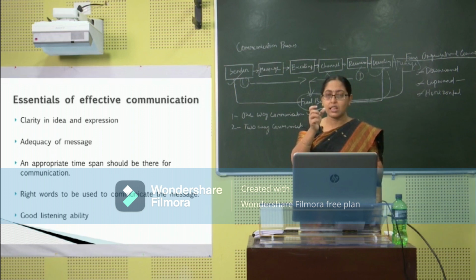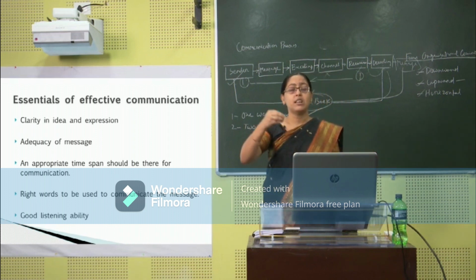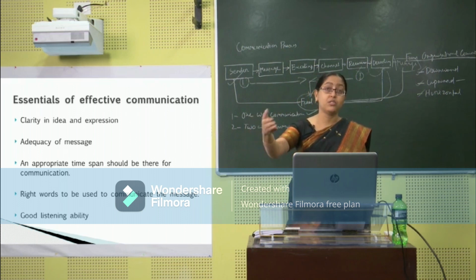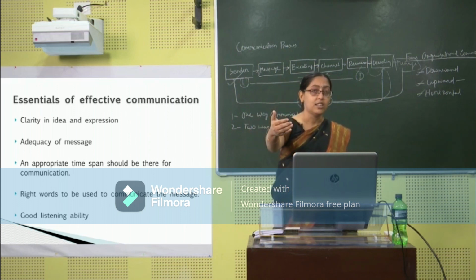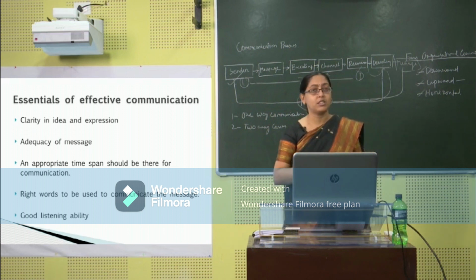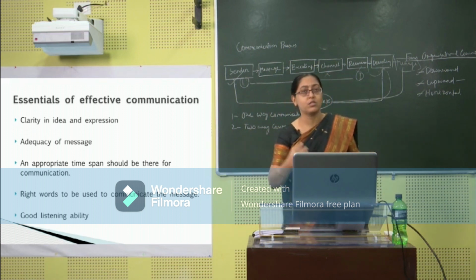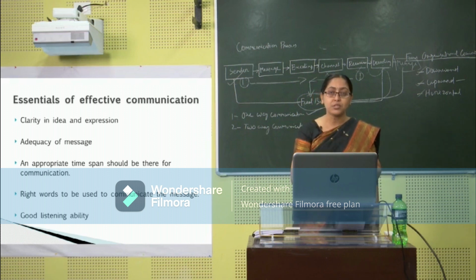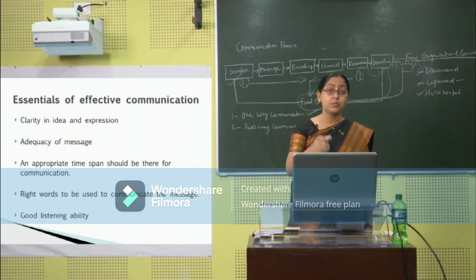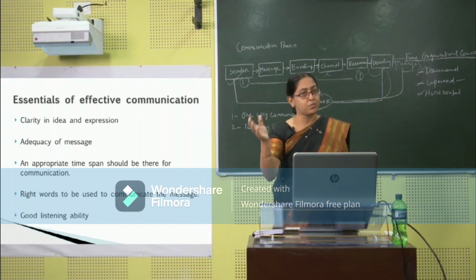You have to select the word which is appropriate for the other person, so that the other person can understand. If someone understands Telugu, then you have to talk in Telugu. Suppose someone understands Hindi, then you have to talk in Hindi. But suppose someone understands English, then you have to use English.